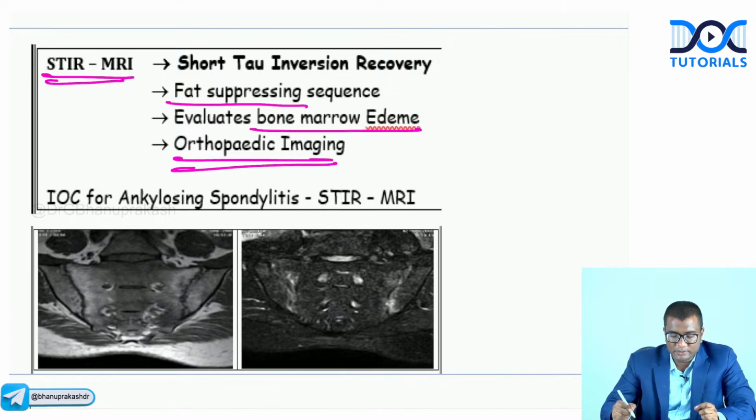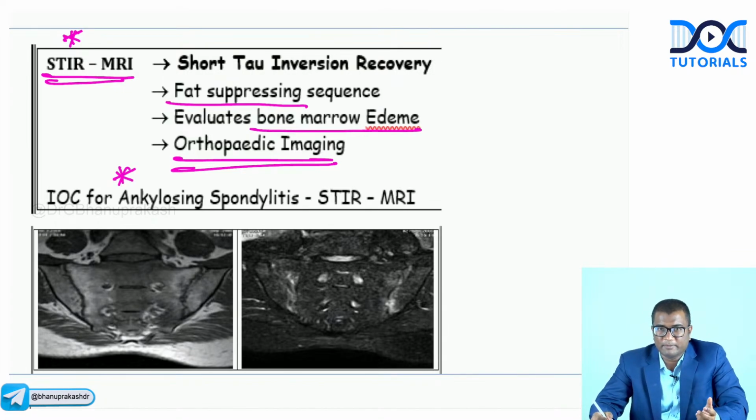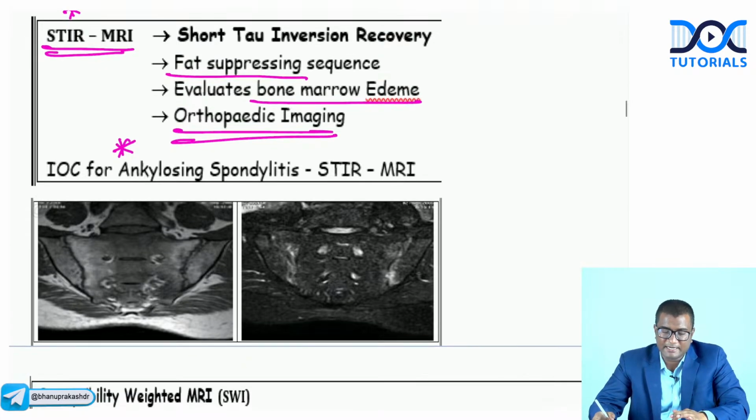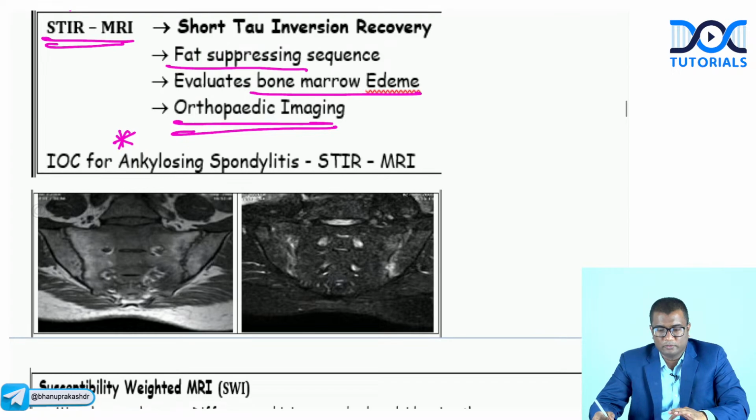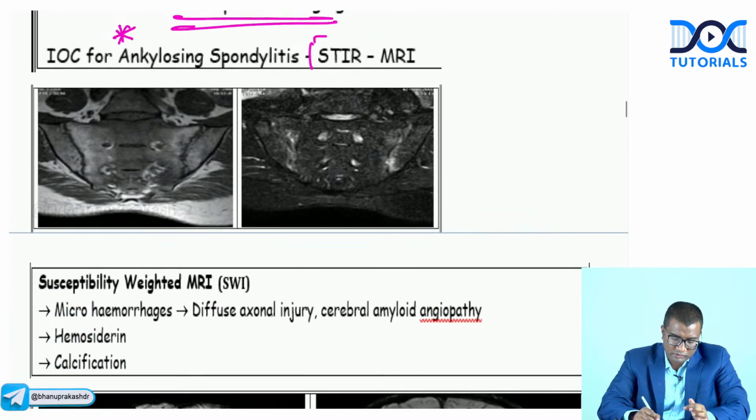So short tau inversion recovery sequence called as STIR is basically to look at bone marrow edema like ankylosing spondylitis, osteomyelitis. So for all these orthopedic imaging, we advise STIR MRI. It is fat suppressing sequence, mainly used to look at bone marrow edema. So remember the investigation of choice for ankylosing spondylitis. Look, try to understand here.